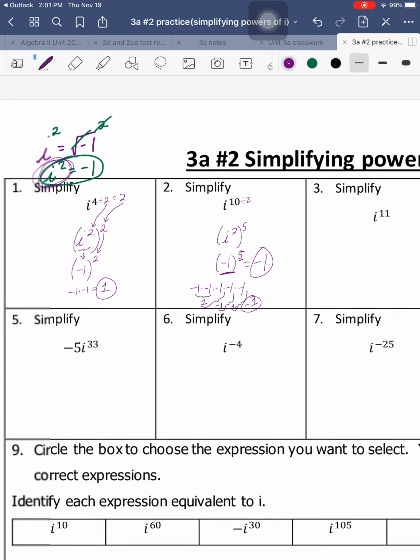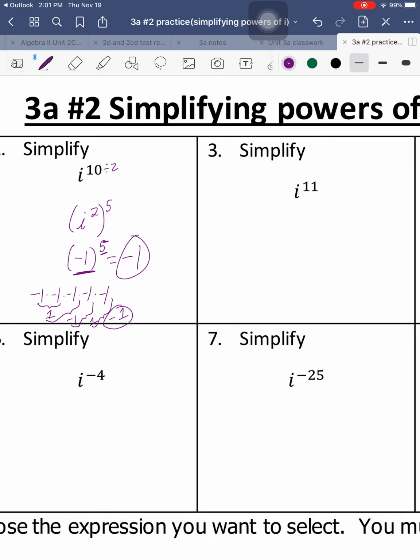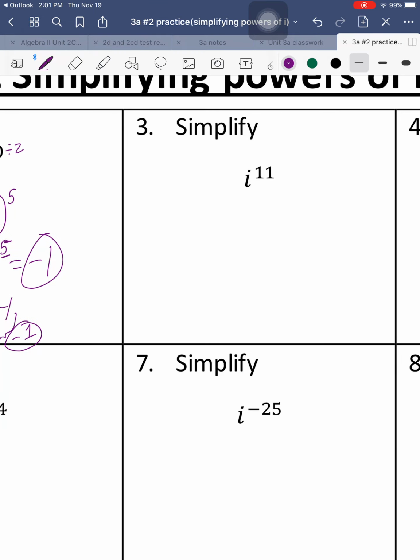All right. So that was even powers, so let's look at odd powers. Since it's odd, your first step is always to divide by 2. So how many pairs of i squared can you take out of 11? Well, 11 divided by 2 is 5.5. We don't want decimals. What's the biggest number you can divide out of 11 evenly? Well, that's 10. 10 divided by 2 is 5. But now 2 times 5 is only 10.